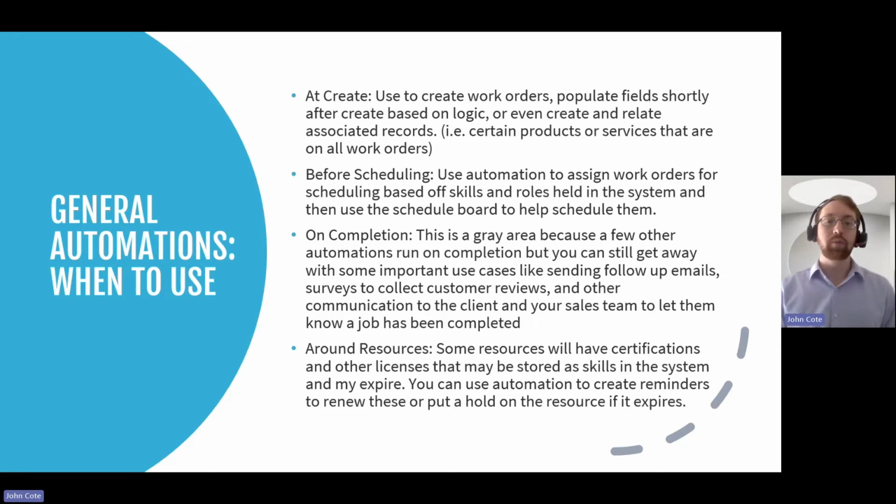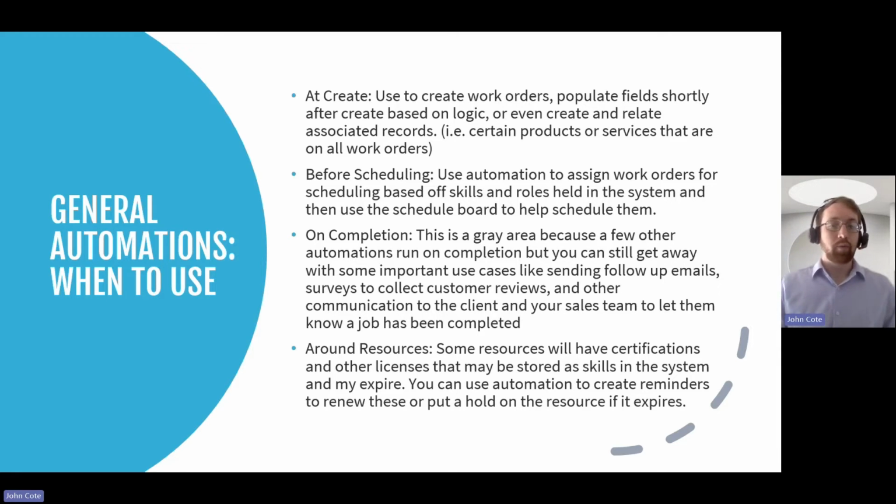And so automation is a great place here to assign work orders for you based off the skills and roles held in the system. So there is a skills table for resources where you can assign people skill records. If you're not utilizing that, I would definitely look into it. It helps with the out-of-the-box scheduling automation, as well as this use case here on when to assign it to certain people. So then you can obviously use the schedule board once you have that assigned to the person to go ahead and schedule it for that resource.